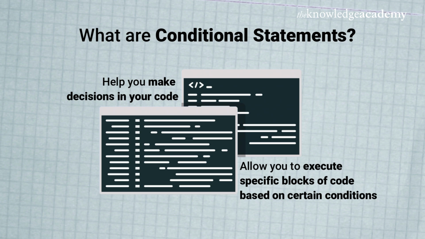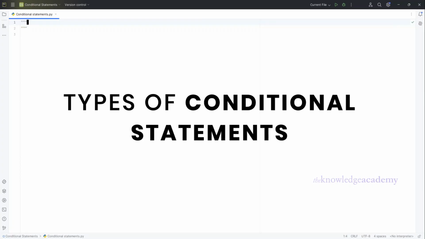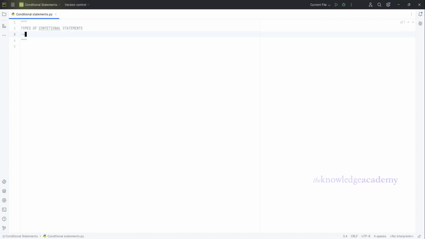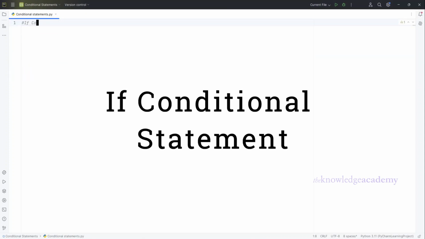Pretty cool, right? Did you know there are several types of conditional statements in Python? Let's take a quick look. If-else, nested if-else, if-elif-else, and ternary expressions. We'll explore each of these, so hang tight. First up, the if statement.